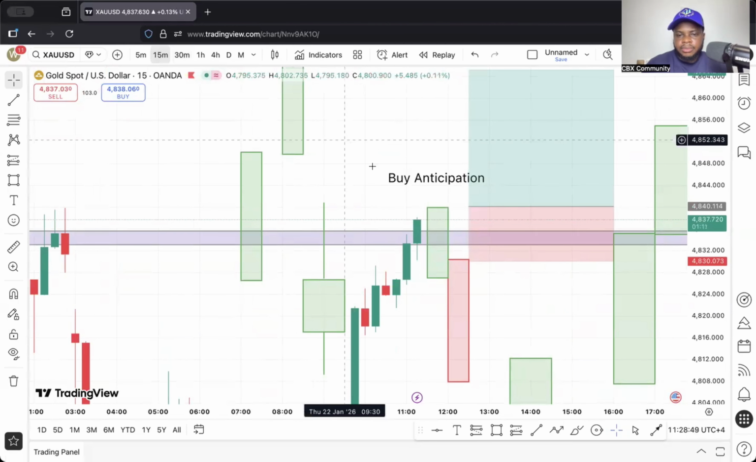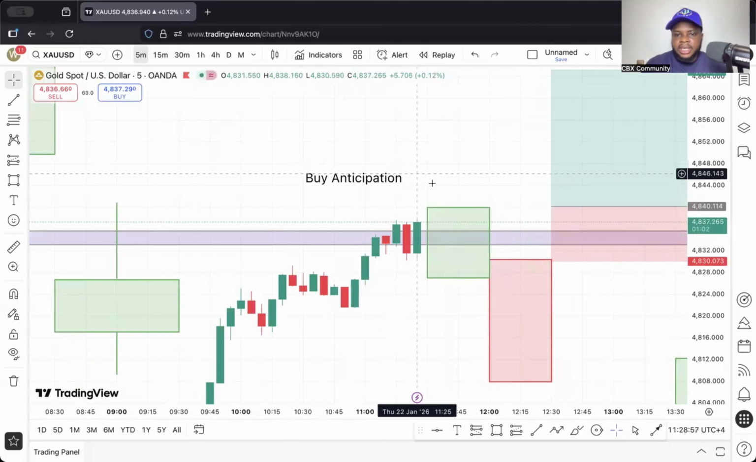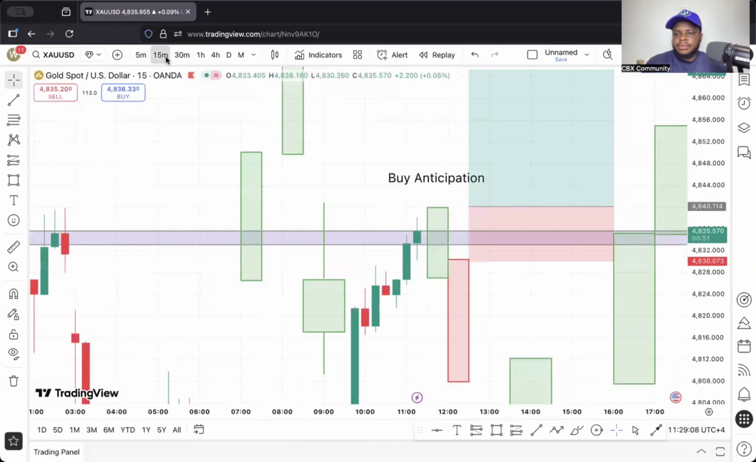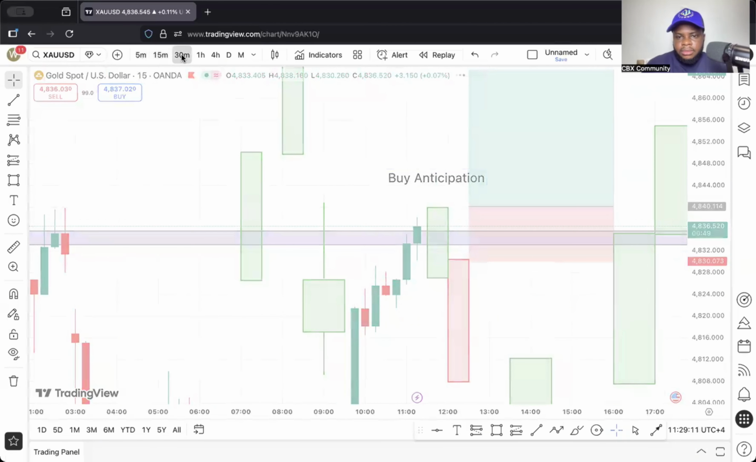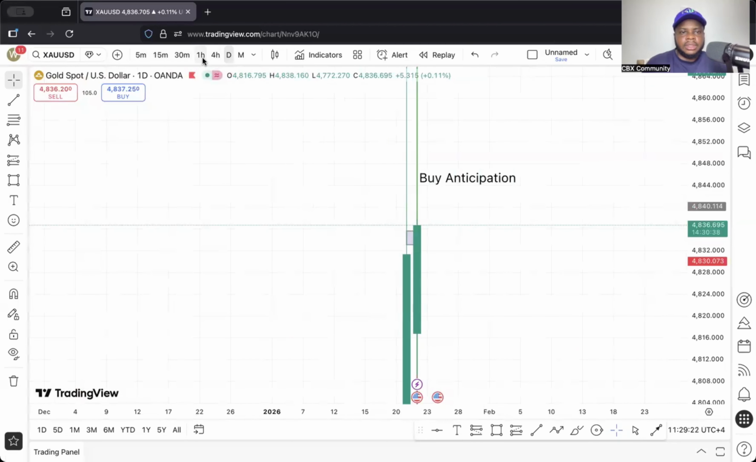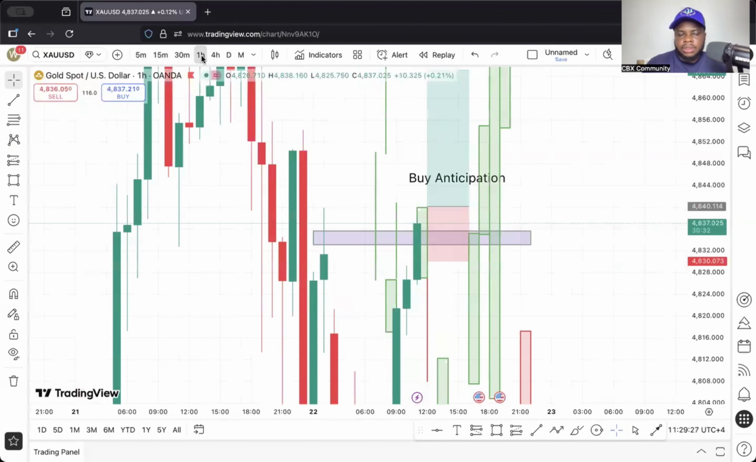Let's wait. Let's see what this candle wants to do, what the next candle wants to do. We need to understand the movement of the candle before we can take a position, even though we have a trading plan. So for now, we don't need to do anything. Let's see what this candle is rejecting at that zone.